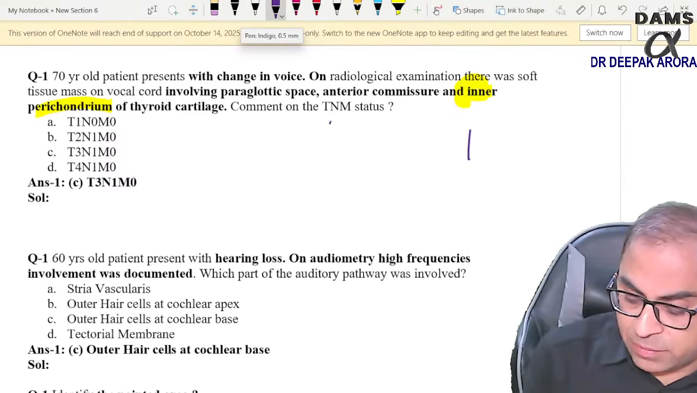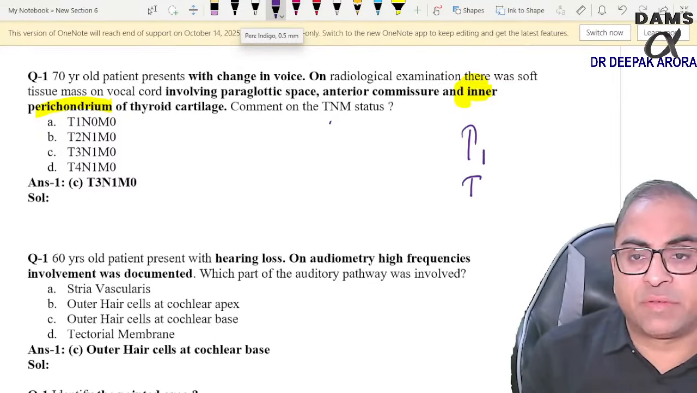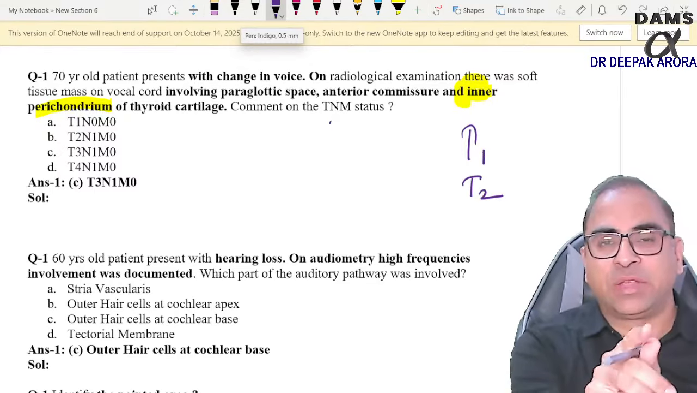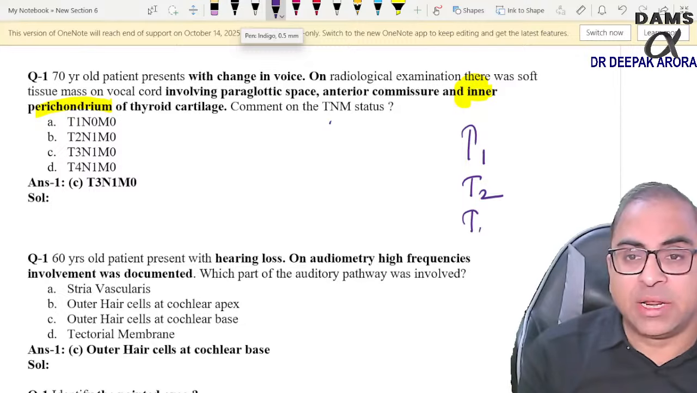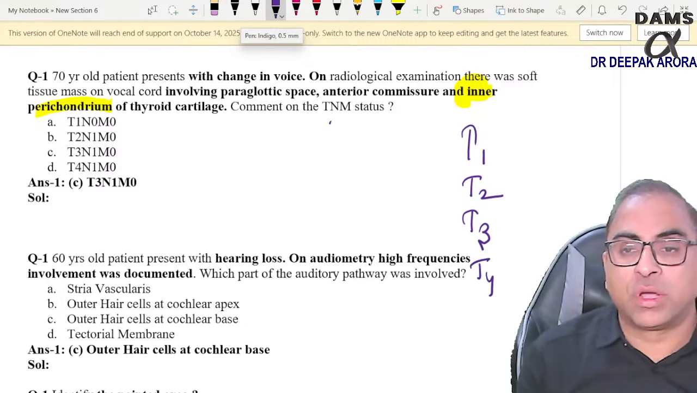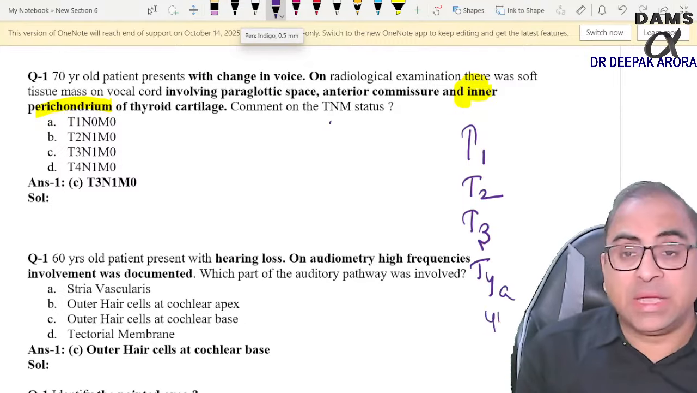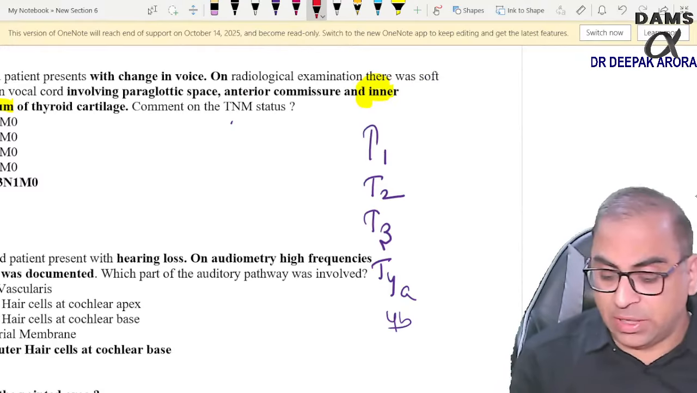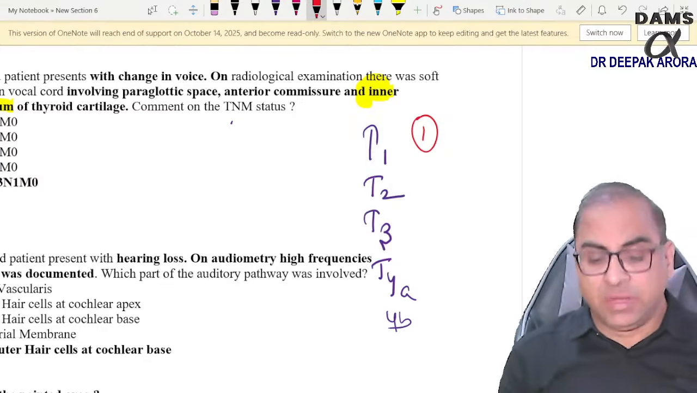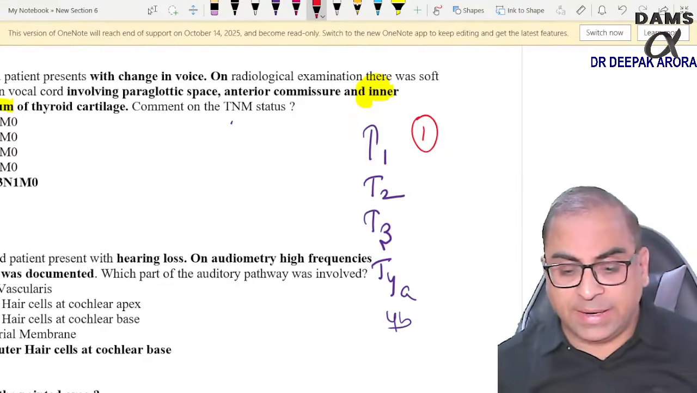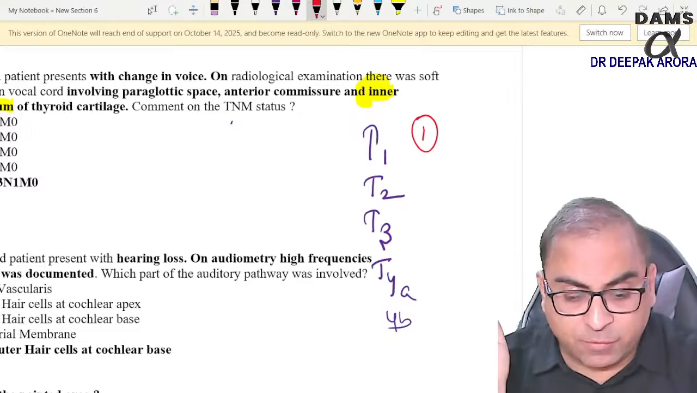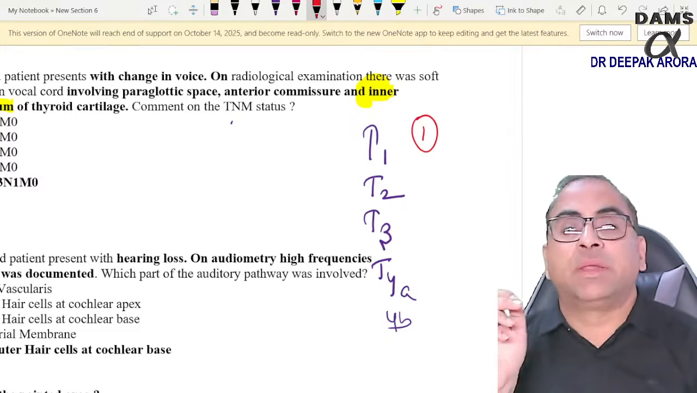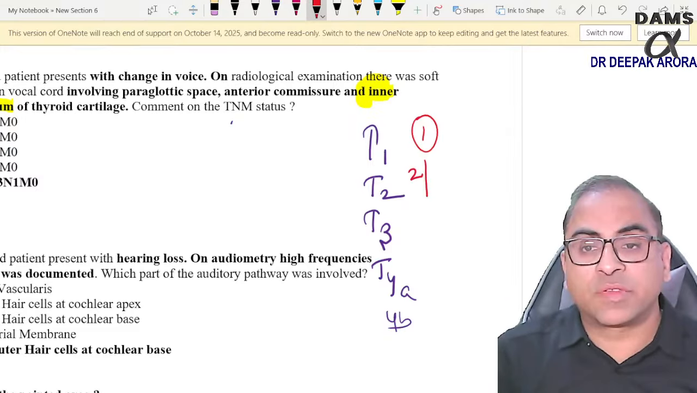So if you remember, we have revised the classification multiple times in the classroom as well as in DVT. T1, T2, T3, T4A and T4B. If you remember, T1 was within the larynx, one area is involved. If one area, one subunit is involved, we call it T1. And if 2 or 3 areas are involved, we label the patient as T2. This is something we have learned.